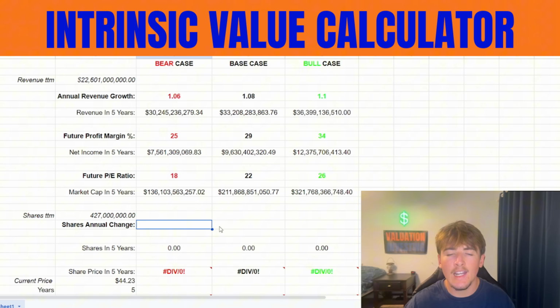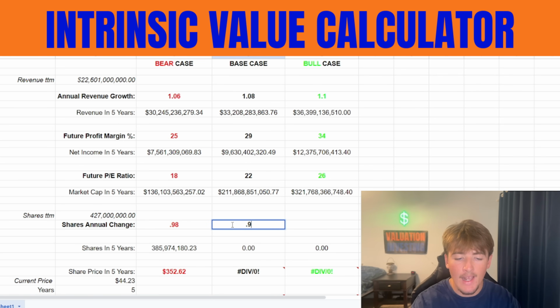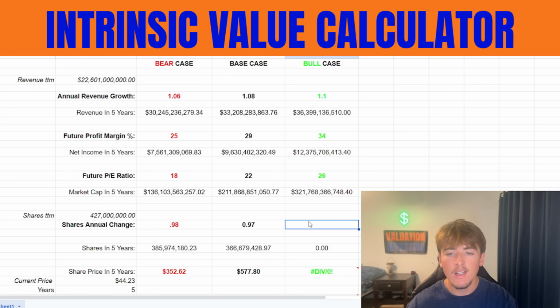Now for the shares outstanding, like I said, they're really buying back, but do I think they're going to continue to buy back that fast? Probably not. But their average over the past 5 years is about 3%. So with the bear case, I think they're going to buy back at 2%. The base case, let's say they buy back at 3%, and then the bull case, they buy back at a whopping 4% each year, because just the last few quarters, they've been buying back at 4 to 5%.